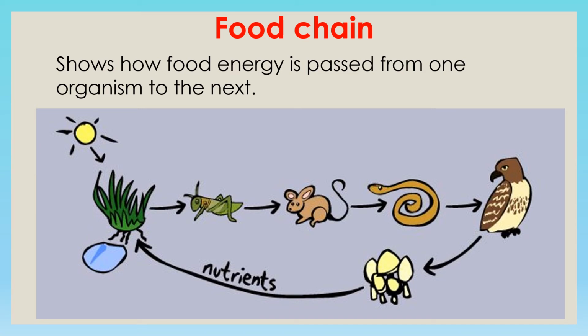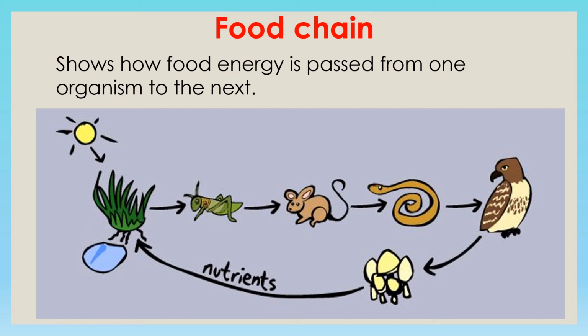Okay, look at this image. So from solar energy, it will pass to plants. Okay, plants get its nutrients from the sun, from water, nutrients from the soil, and all of these nutrients will be passed on to the grasshopper. So the grasshopper will get 10% of its nutrients from grass, and the mouse will eat the grasshopper. Now the mouse gets 10% of energy from the grasshopper.